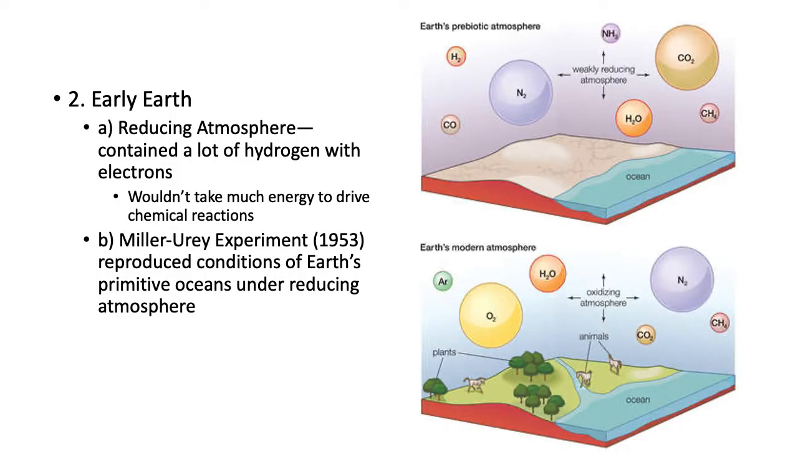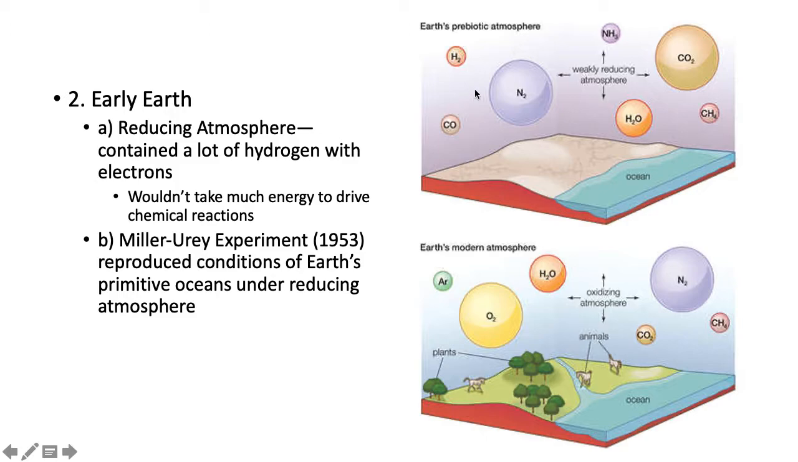So early Earth conditions. Early Earth's atmosphere was considered something called a reducing atmosphere. It contained a lot of hydrogen atoms with electrons. So it's not going to take a lot of energy to drive chemical reactions because hydrogen wants another electron to fulfill its outer energy shell. So it's going to react with basically anything. It's not going to take much for it to bond to other things. And so Miller and Urey back in 1953 reproduced conditions on Earth with their famous experiment, which I'm going to show you on the next slide, and then I also found a short video on it.